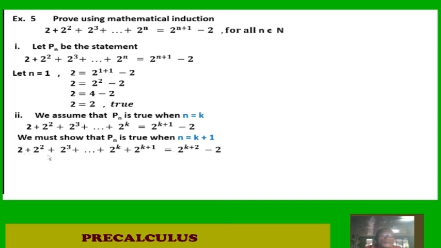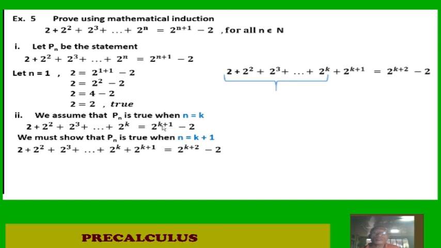Next, we observe that this series up to 2 to the power of k is equal to 2 to the k plus 1 minus 2. We replace this portion of the series with 2 to the k plus 1 minus 2. Then bring this down. Okay. Then observe that these two terms are equal, so we can combine them. There are 2 of them.